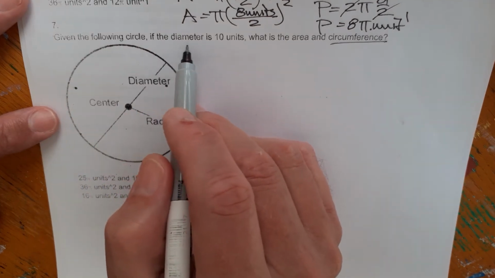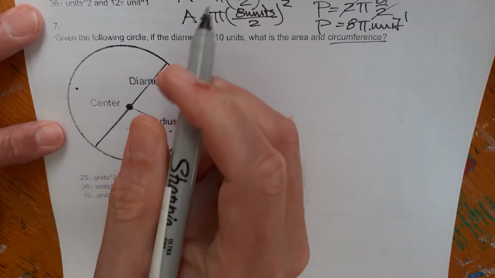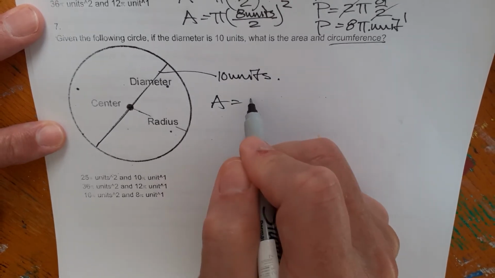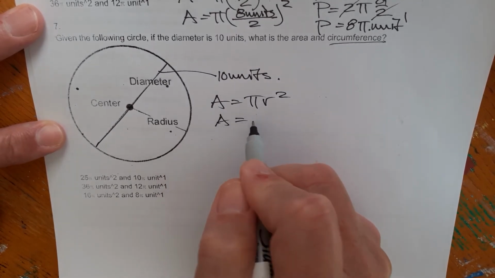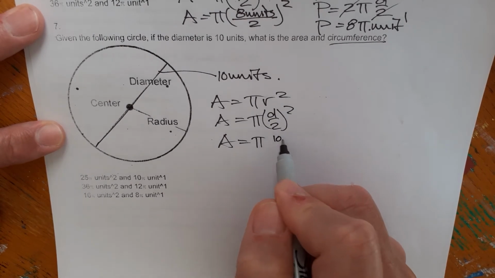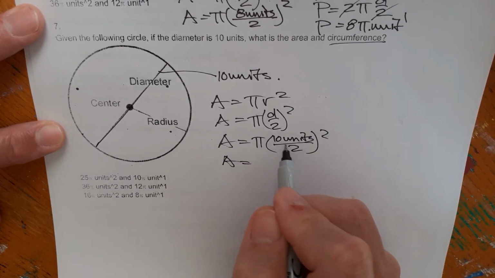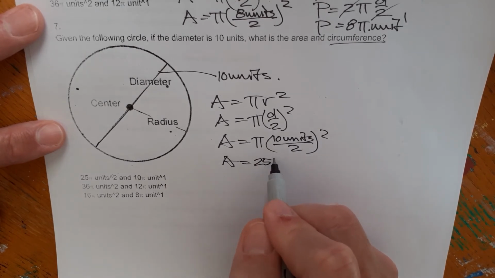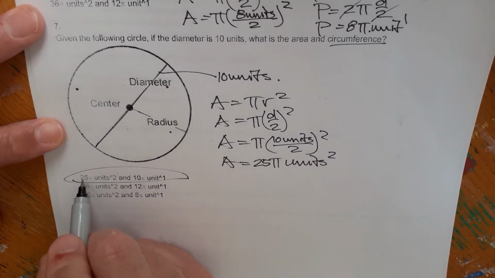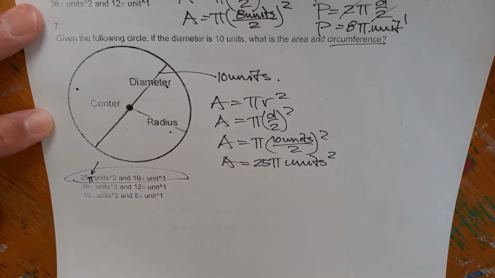Given the following circle, if the diameter is 10 units, what is the area and circumference? Same thing. They're giving us diameter, and they're giving us 10 units. So let's roll through the same calculation. Area equals pi r squared. Area equals pi d over 2 squared. Area equals pi 10 units over 2 squared. Area equals 10 over 2 is 5 squared is 25. Pi units squared is units squared. So I'm liking this one, 25 pi. There's a pi right there.